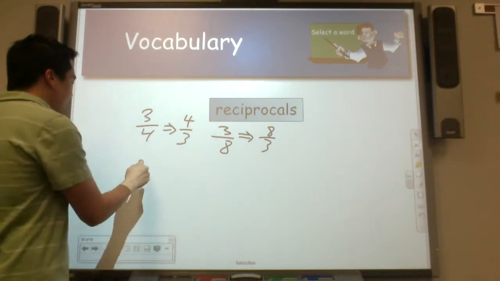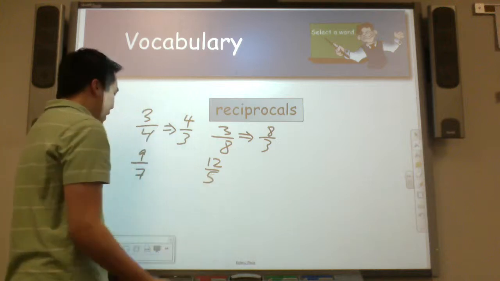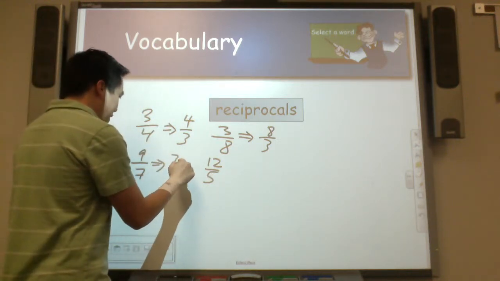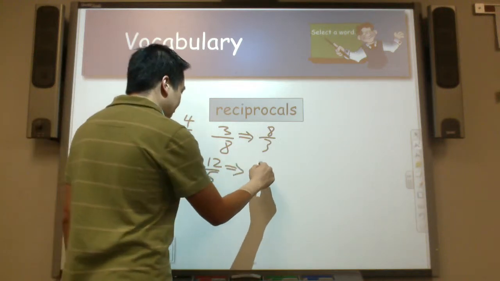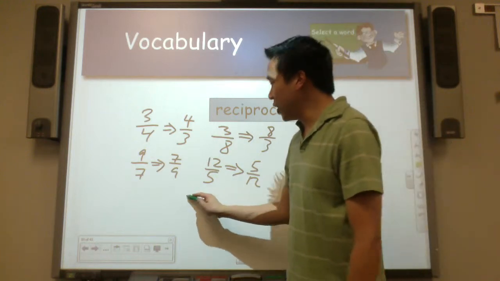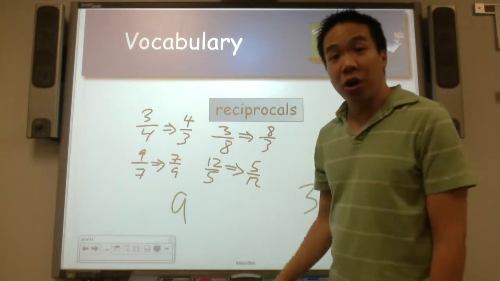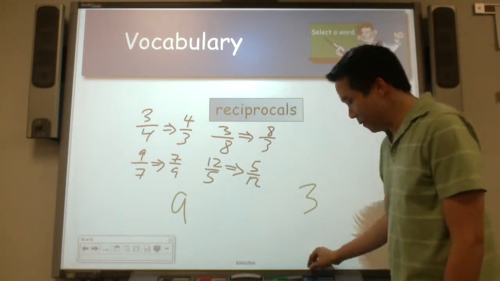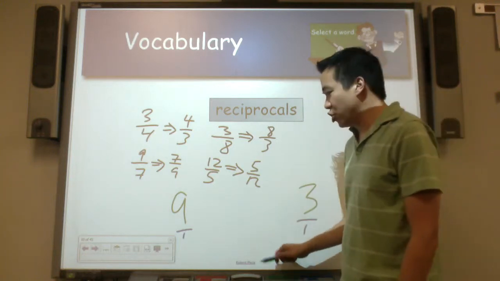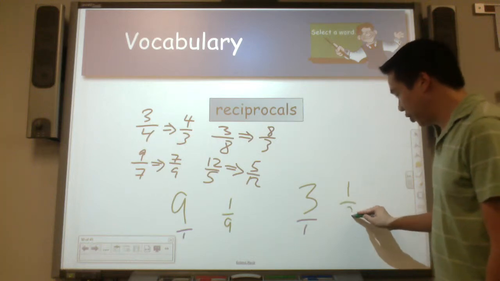What if you have 9/7 and 12/5? If I ask you to find the reciprocal of it, it will be 7/9, and this one will be 5/12. Let's take it a step further. What if you have the numbers 9 and 3? Can you find the reciprocal of 9 and 3? You can. Turn them into fractions, 9/1 and 3/1. Interchange them to be 1/9, and this one will be 1/3.